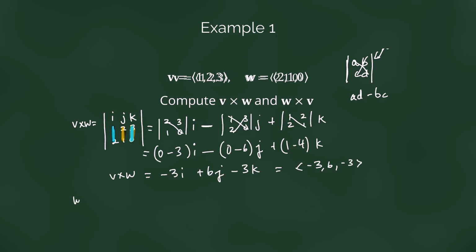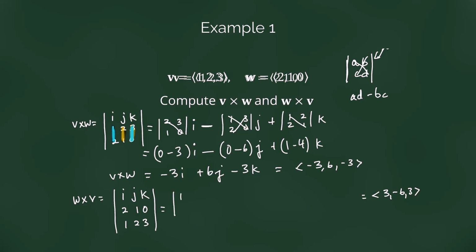Now, we know that the right-hand rule tells us that W cross V has to be the opposite of that. So we know, starting off, that for W cross V we should end up with the vector 3, negative 6, 3, which points in the opposite direction. But let's go ahead just for the practice and work it out. So now we're going to have i, j, k, and we're going to reverse or flip our rows. So we have 2, 1, 0, and 1, 2, 3.